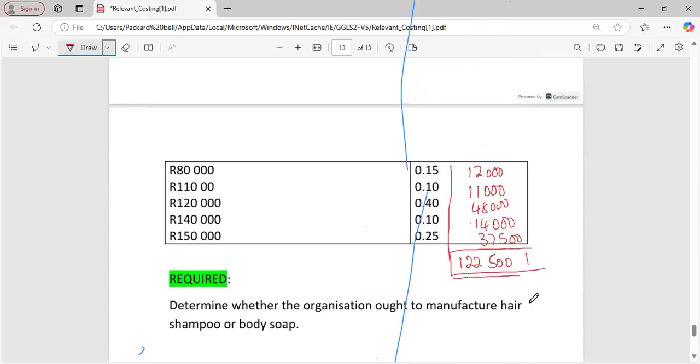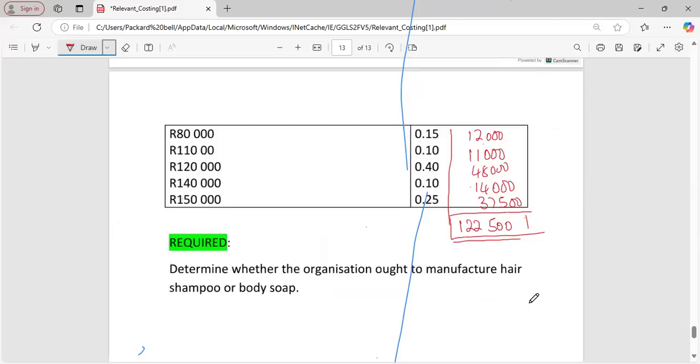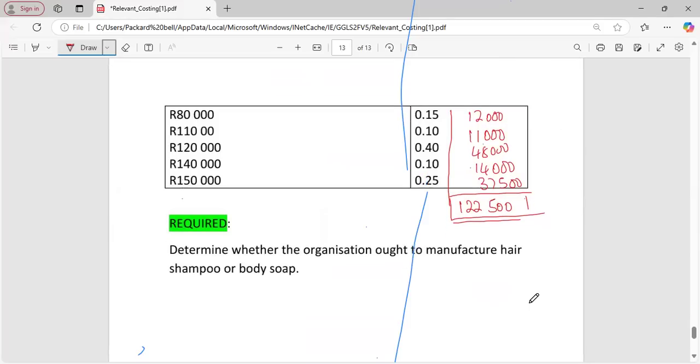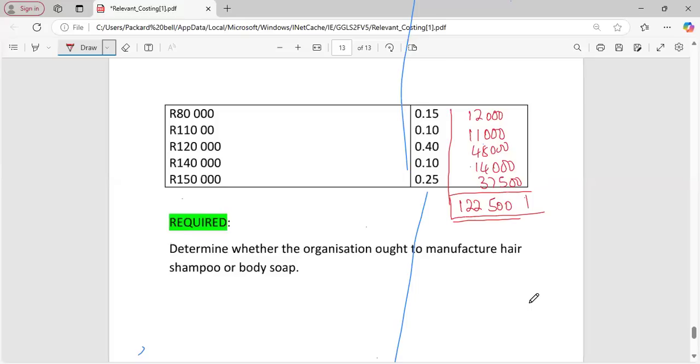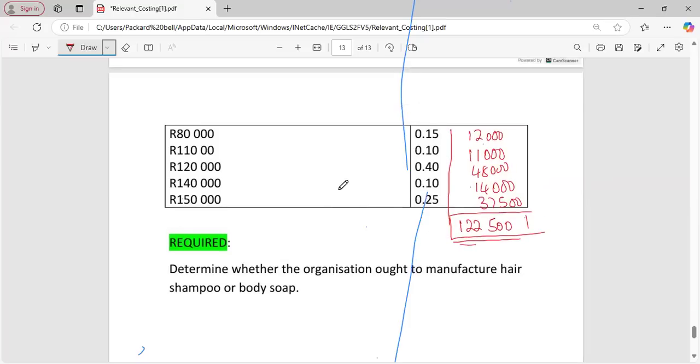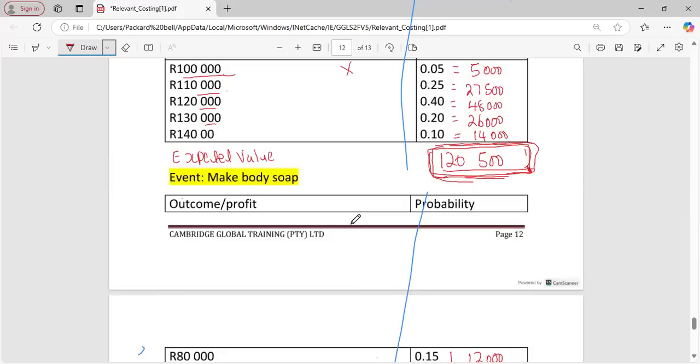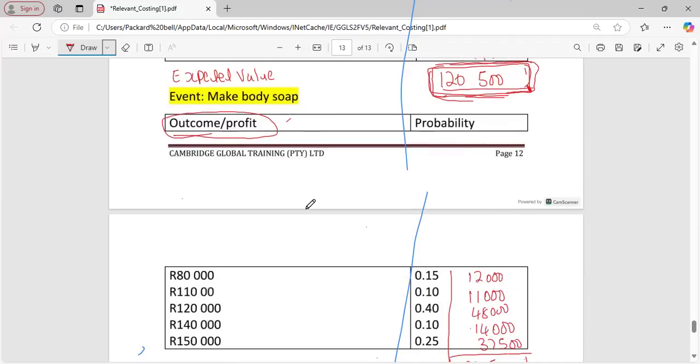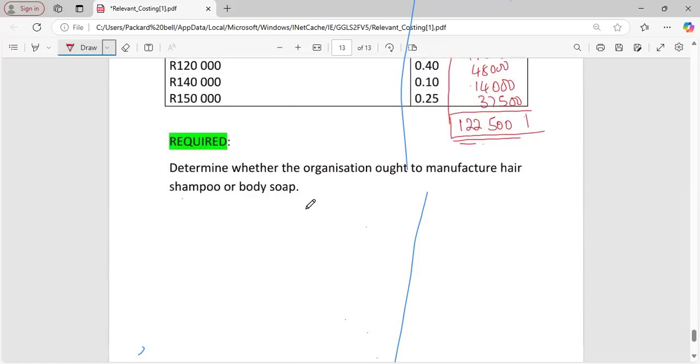Excuse me, I was thinking of the cost. We're calculating the revenue, so the one with the higher revenue is the one that we are going to take. If this was the cost, we would take the one with the lower cost. So that's another area that we should be careful in the exam. We should look at whether it is profit or cost. Like in this case, it's income. So the higher the income, the more favorable the product is to make.